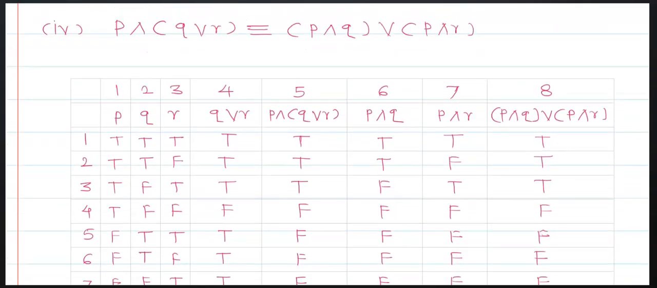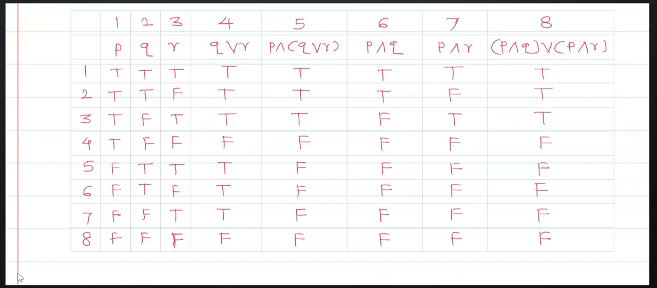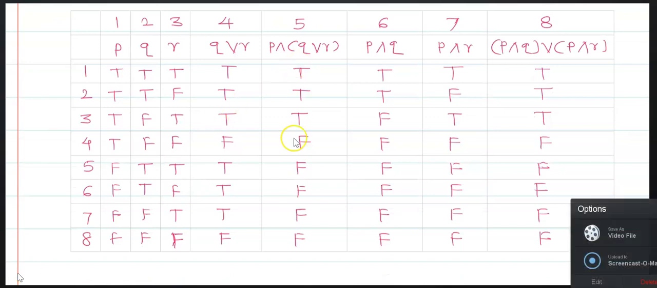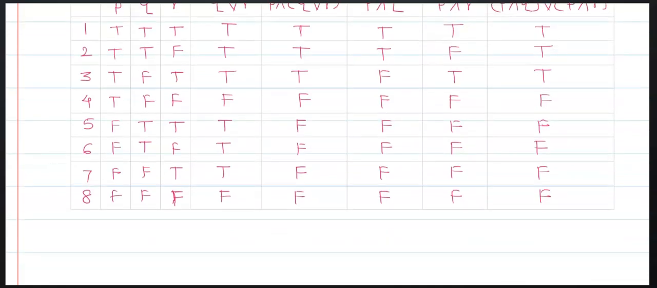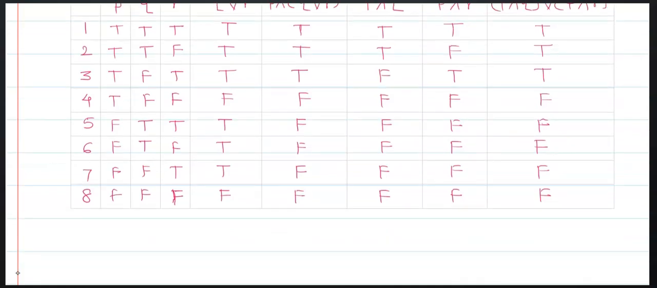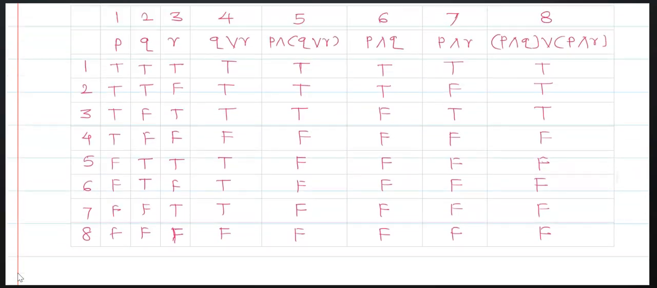Therefore, the column number 5 and the column number 8 are identical. Now see this, 3 T's, 3 T's. Next, all 5 are FFFF. Therefore, the given statement is logically equivalent. That is nothing but the distributive law, AND is distributed over the OR.